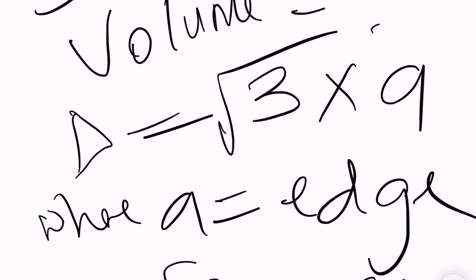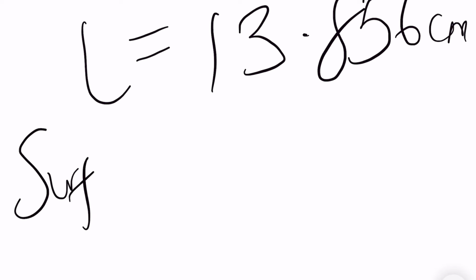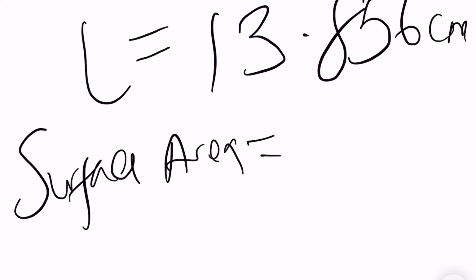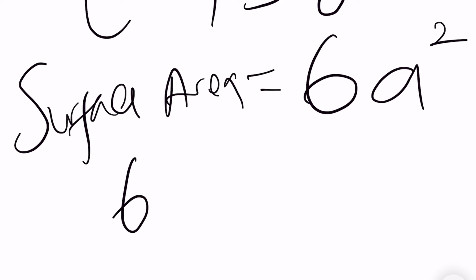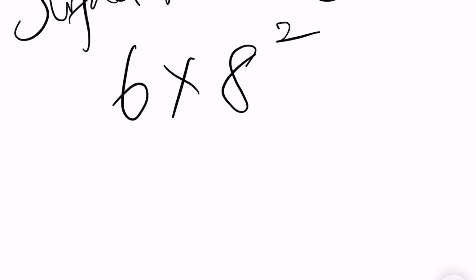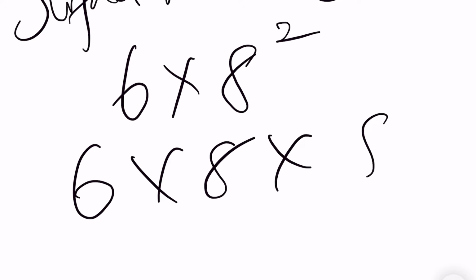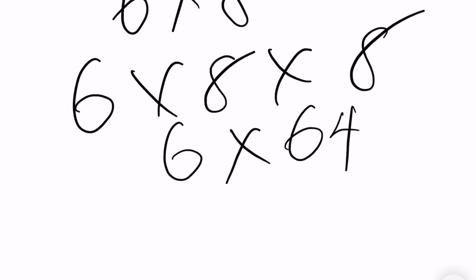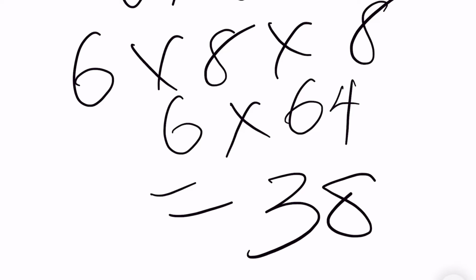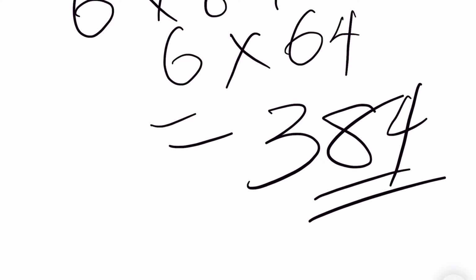Now, for the surface area, we have it to be 6A squared, where we have 6 times 8 squared, to be 6 times 8 times 8, or that to be 6 times 64. So we have this to be 384 centimeter squared. So our area is 384 centimeter squared.